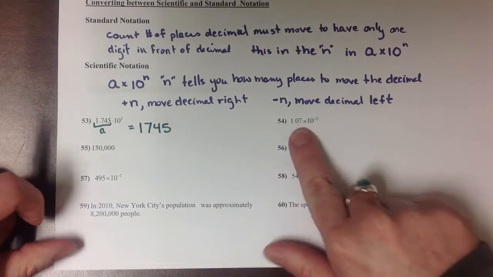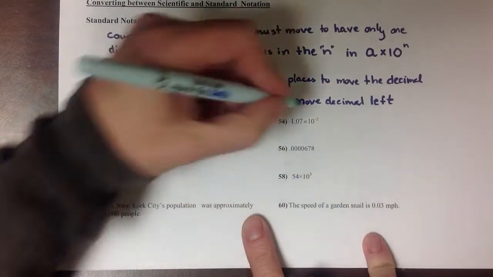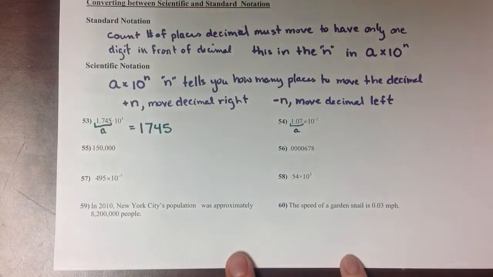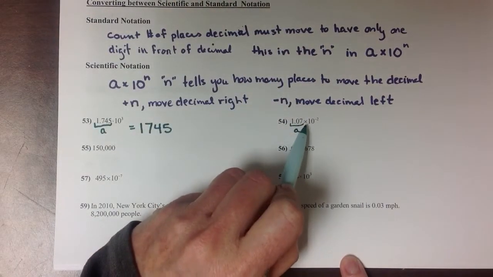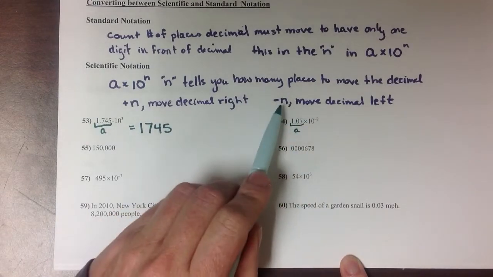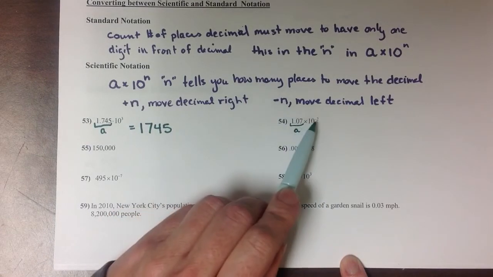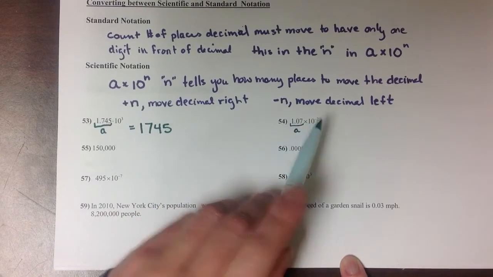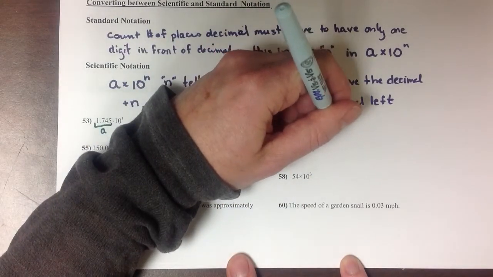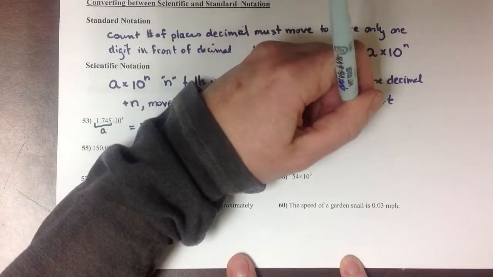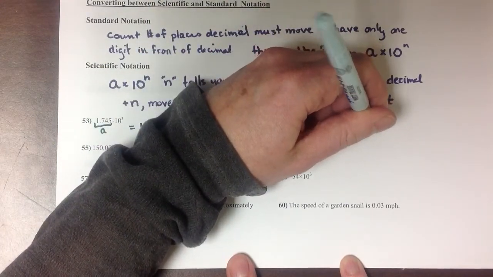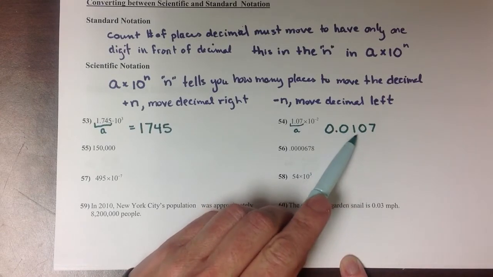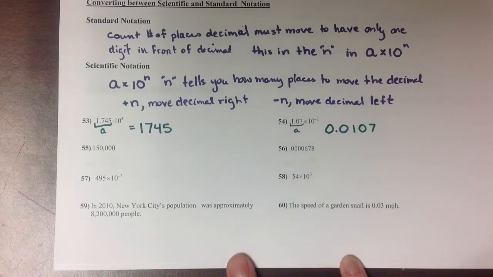Going the other direction, here we have one where our A is 1.07, and it says times 10 to the negative 2. So when it says negative n, we're going to be moving our decimal to the left 2 places. So this new number is going to become, so there's tens, hundreds, thousands, 10,000, so 107 10,000ths.